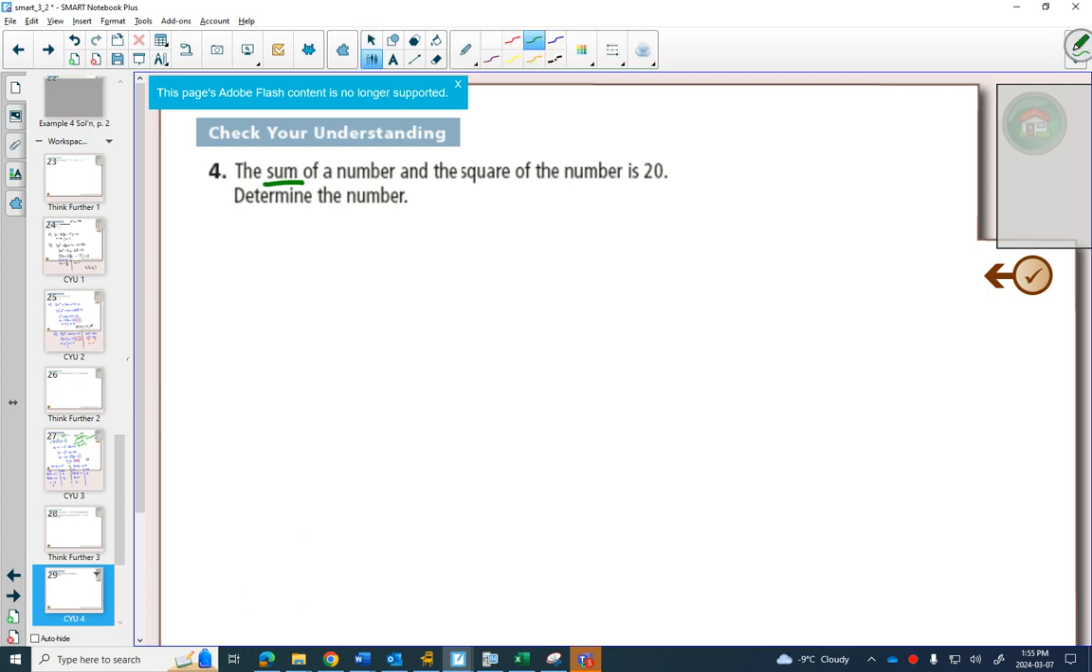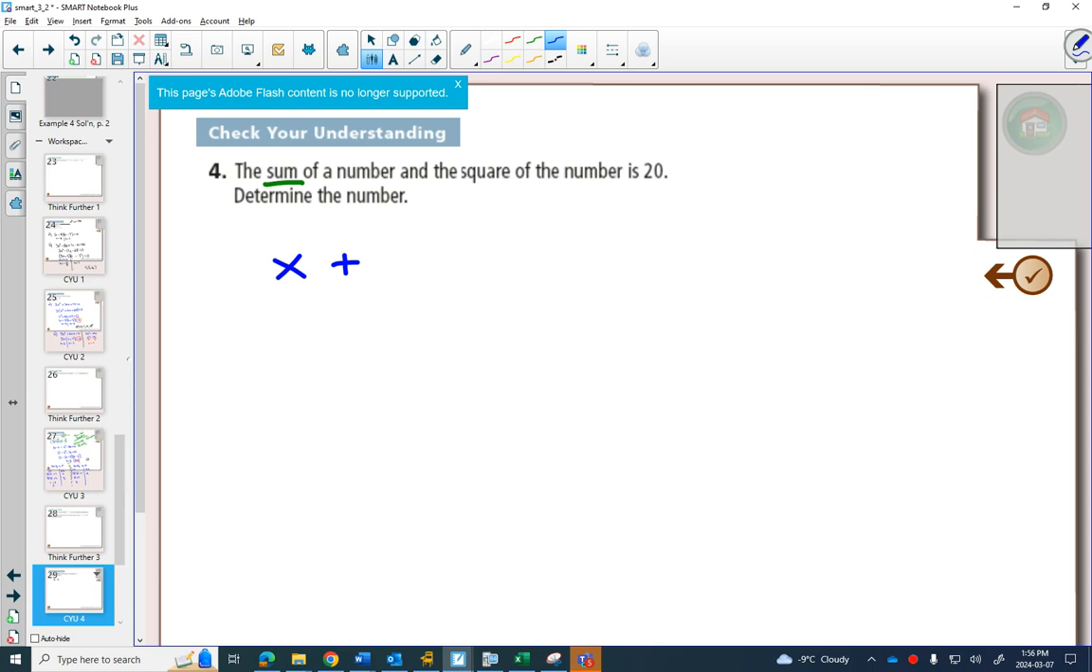You know what sum means? We're going to add something. What are we adding? A number and the square of a number. Well, we don't know the number, so we're going to choose a letter. The most common letter chosen is X. So if that's my number, I'm going to sum. So that means I'm going to add the number and what? The square of the number.